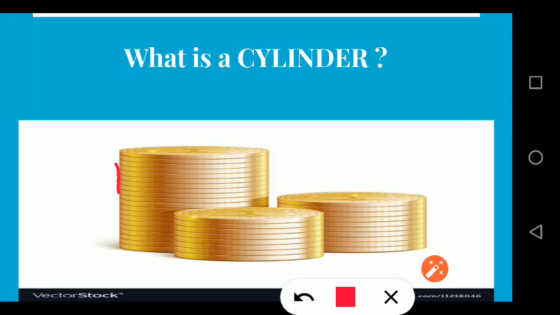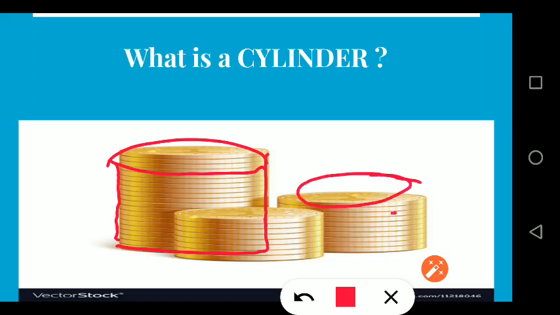This kind of figure you are seeing is a cylinder. What are you finding here? What is it made up of? Coins. Okay, it is made up of coins. Can you see that the thickness of a coin is small, so we can say one circular coin, the next circular coin, the next circular coin.